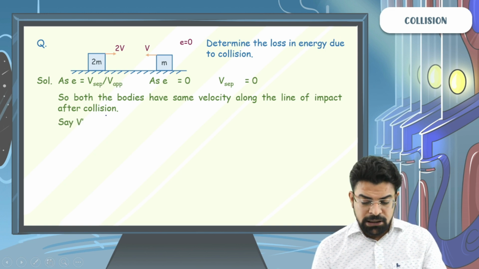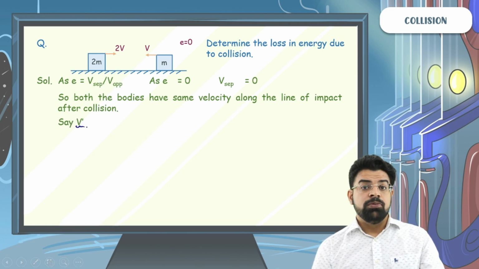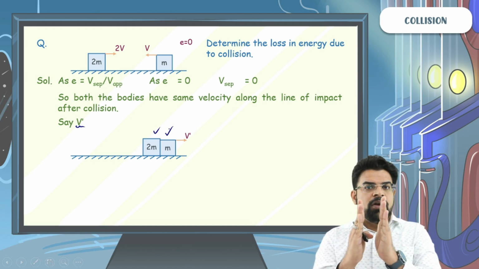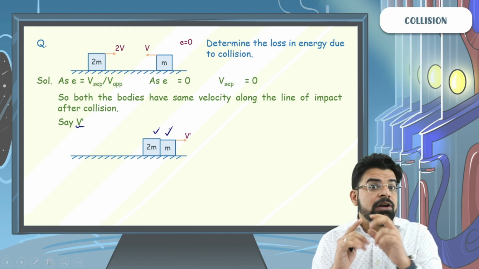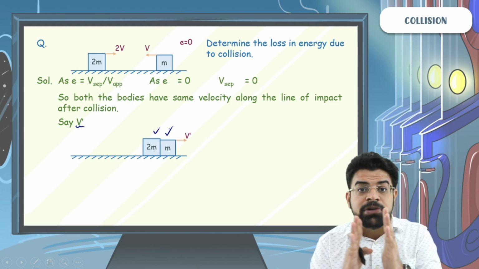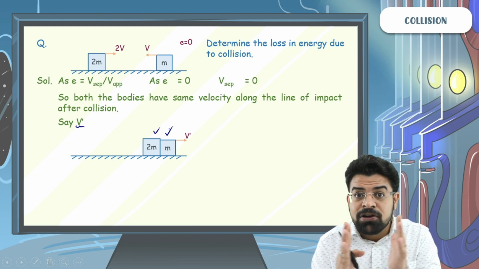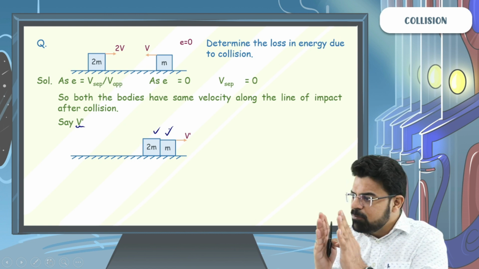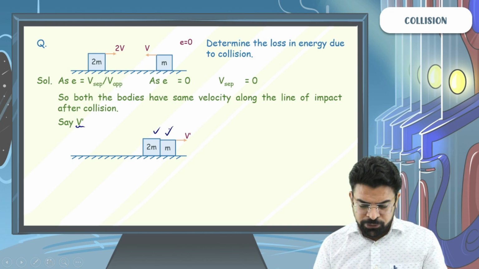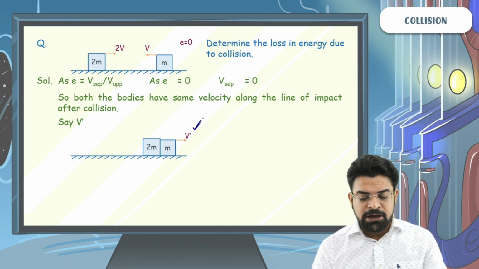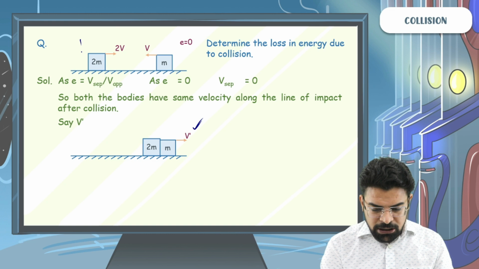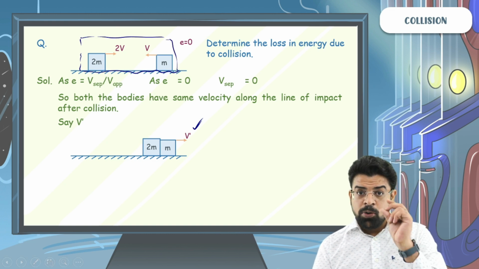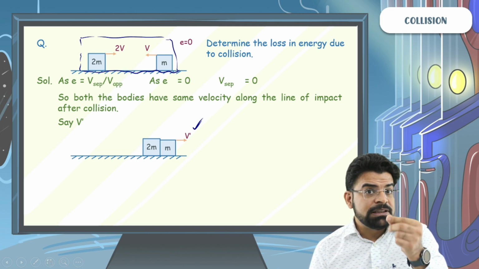Now let's say this particular velocity has been assumed to be v dash. After collision, both the bodies will have the same velocity along the line of impact because the velocity of separation is 0. The separation between them doesn't increase after the collision. If the separation between them is not changing, they are moving with the same velocity, say v dash. Now from momentum conservation we can find out this v dash. On the 2m and m system there is no external force acting, so the momentum of the 2m and m system will be conserved.